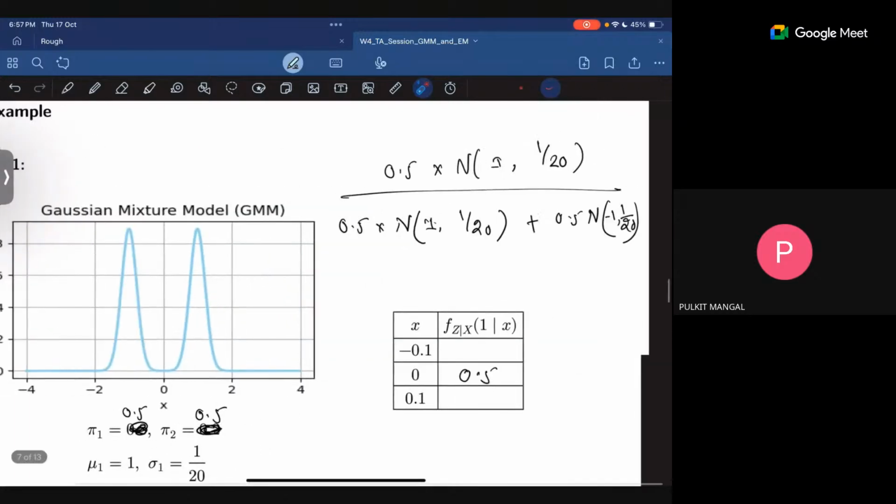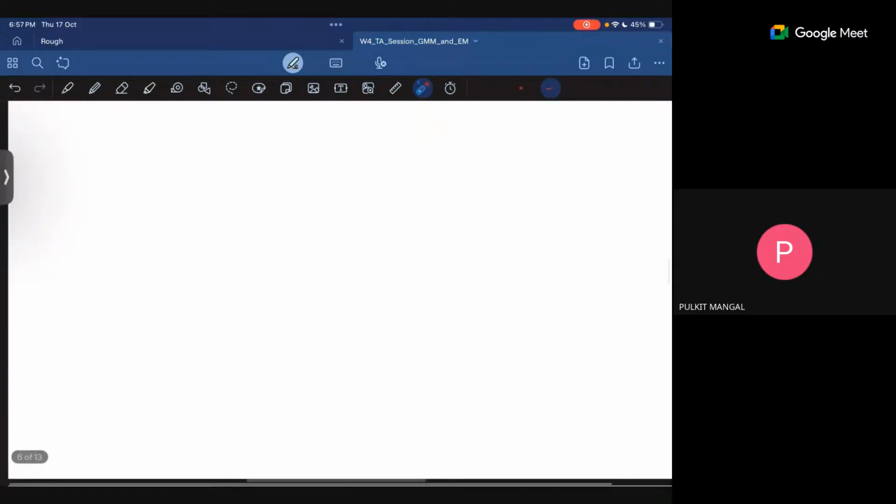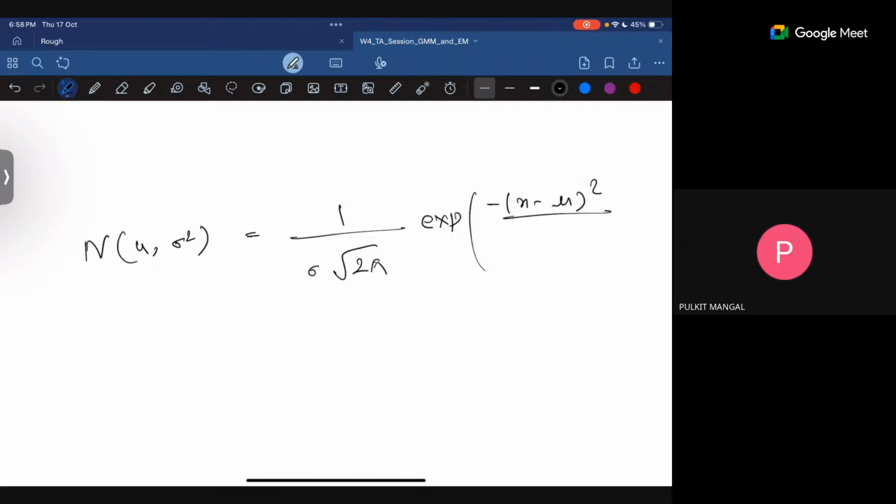Or if you are unsure, if you just put it here, what it would be: if you go back to the normal distribution for mu and sigma square, it is like 1 by sigma root 2 pi, exp minus x minus mu all square by 2 sigma square. This is the normal density function.